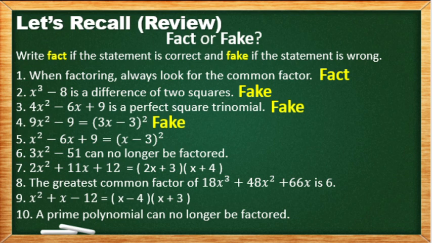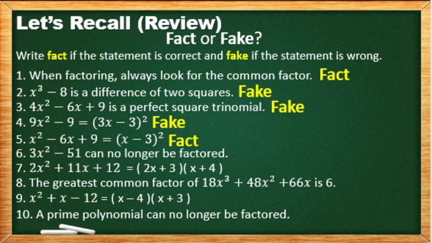So, therefore, fake siya. And number 5, x squared minus 6x plus 9 is equal to the square of x minus 3. Means PST by number 5. So, the square root of x squared is x. The square root of 9 is 3. 3 times x is 3x. Multiply by 2 para makuha natin ang middle term, which is 6x. Correct. Then, the operation of the middle term is minus. So, therefore, x minus 3 times x minus 3, or the square of x minus 3. So, fact.